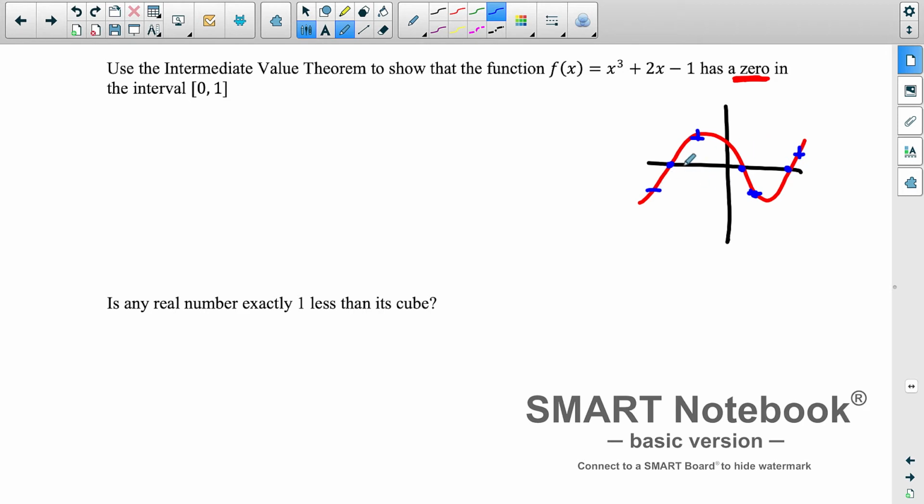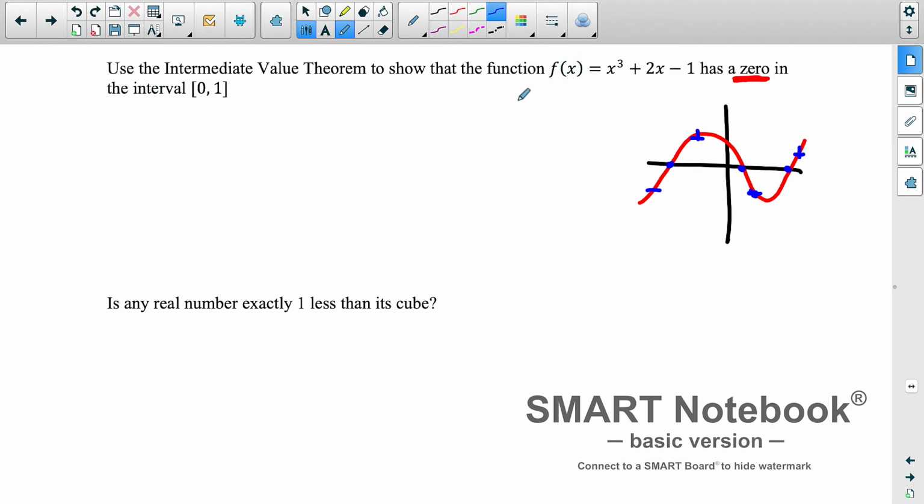So how do you know where the zeros are? It's where the sign changes. It was negative here and it was positive here. If you went from negative to positive and it was continuous, there must be some point where it was equal to 0. I might not know where it is, but I know it must be somewhere. So let's show you how this works.